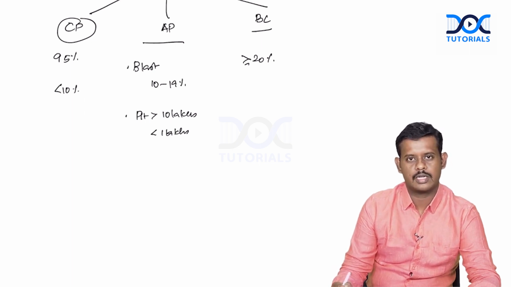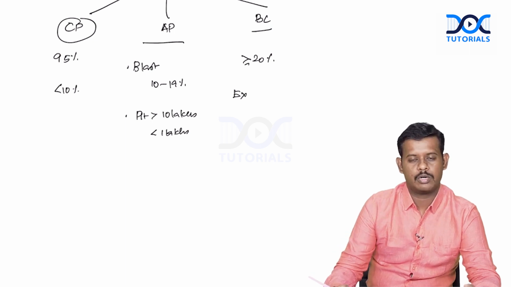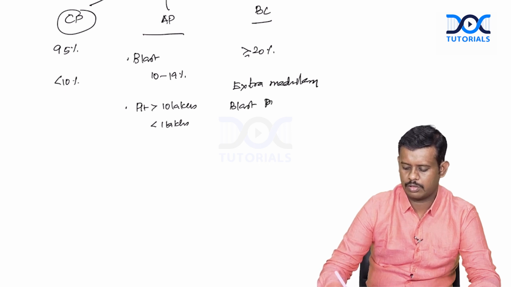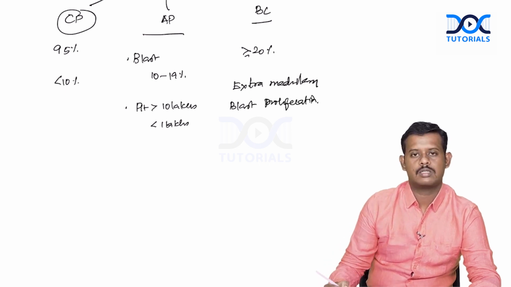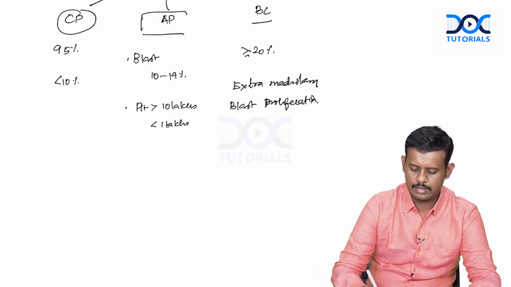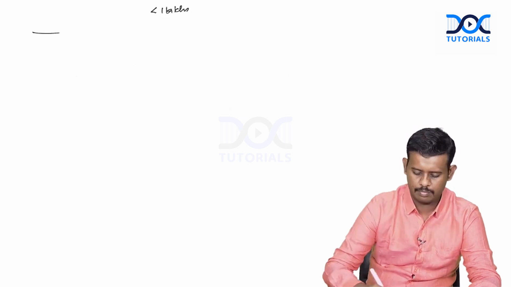And what else can satisfy your blast crisis phase is extramedullary blast proliferation. That is a proliferation of your blast in a lymph node or a spleen or liver. So extramedullary blast proliferation also qualifies for blast crisis phase. So this completes the definition of the different phases of CML: the accelerated phase, the blast crisis phase, and the most common chronic phase.